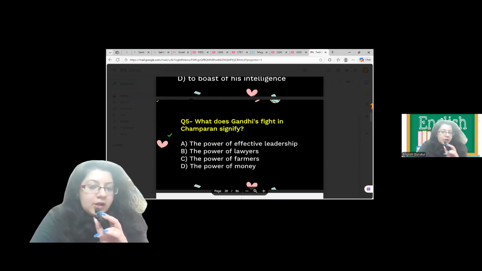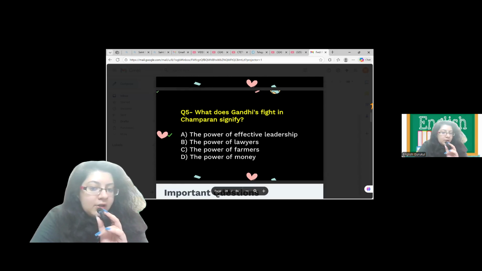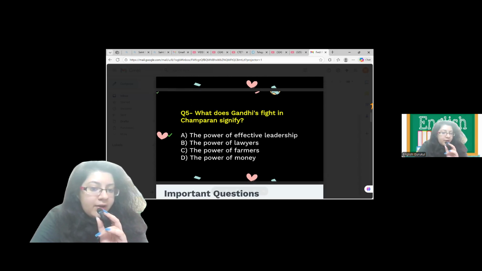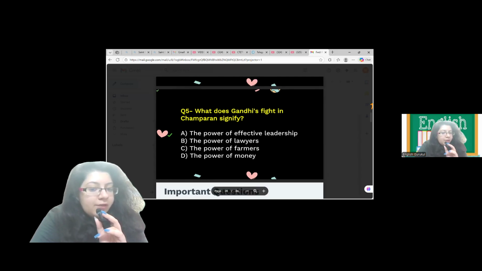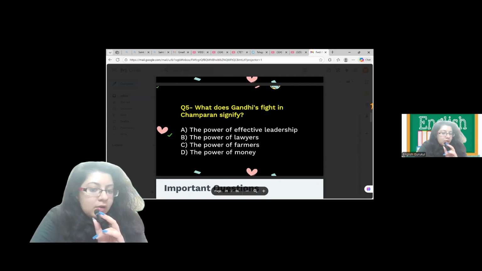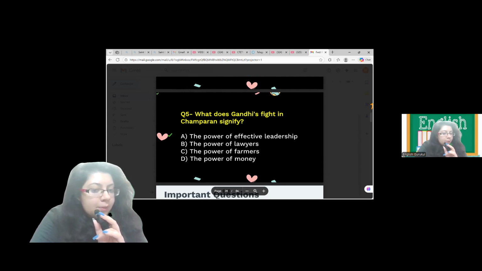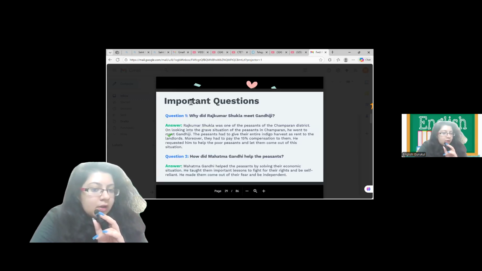What does Gandhiji's fight in Champaran signify? The power of effective leadership, not the power of lawyers, no. The power of farmers, no. The power of money, no. The power of effective leadership.